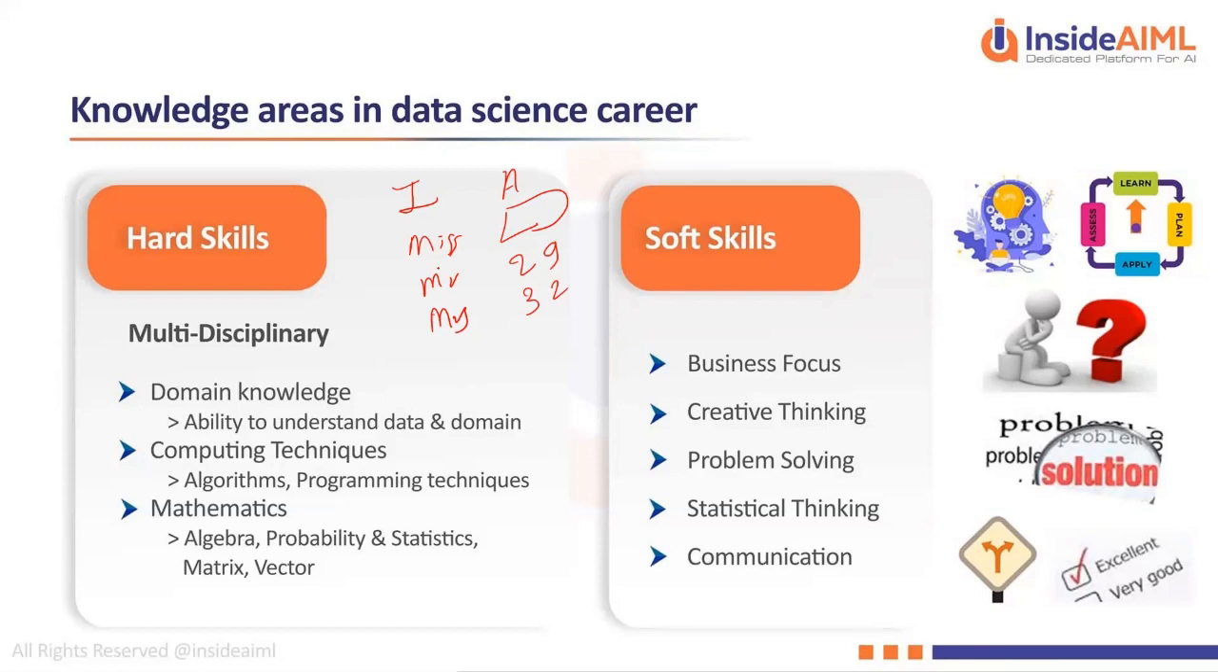So how will you fill that data? Either you will take the average of all data and fill it there, or you will take the average of all the Misses who are not married and put it there. So this is one type of creative thinking.